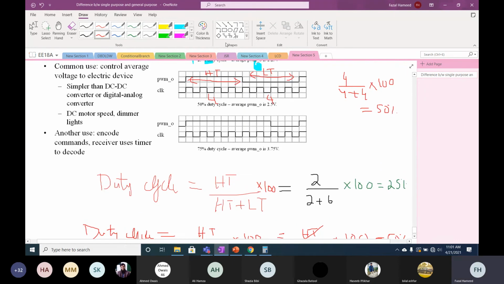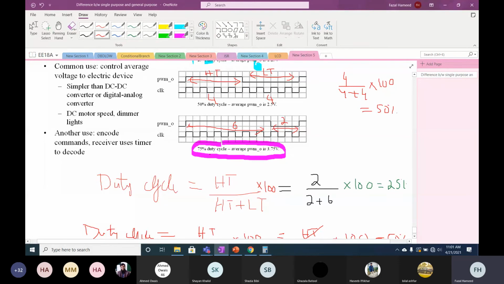Now in the case of 75% duty cycle, what is now the high time? The high time is 6 clock pulses and the low time is 2 clock pulses. The duty cycle is now 75%.